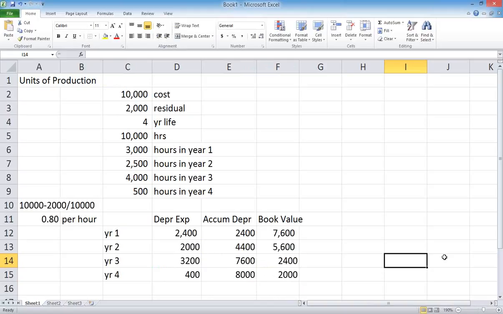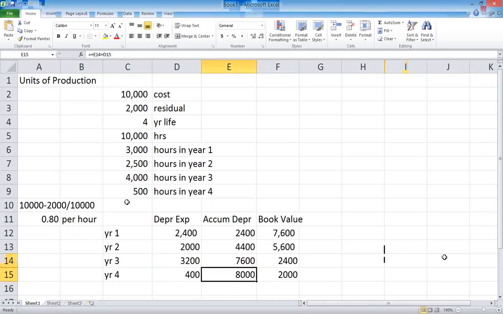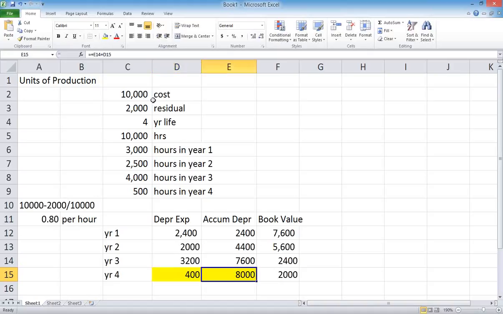The only thing is that this one was an even amount, and so we didn't run into that difference. This was where I was warning you about the last year on one of your homeworks: due to rounding, you've got to watch this. It's actually your amount for your depreciation expense in your last year. You've got to watch this so that you make sure that you end up with your book value being your residual value.